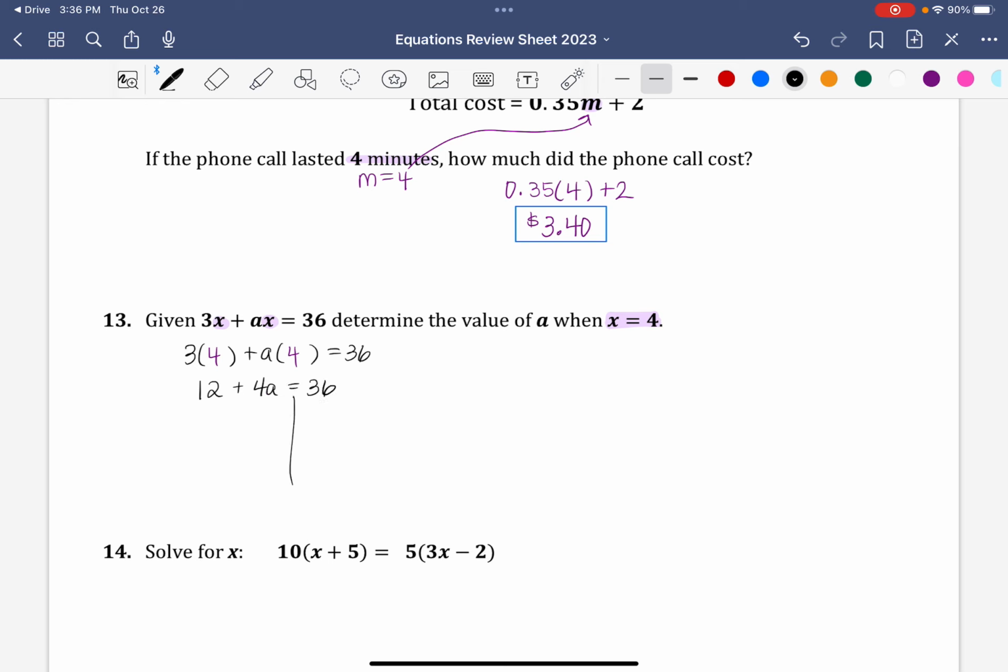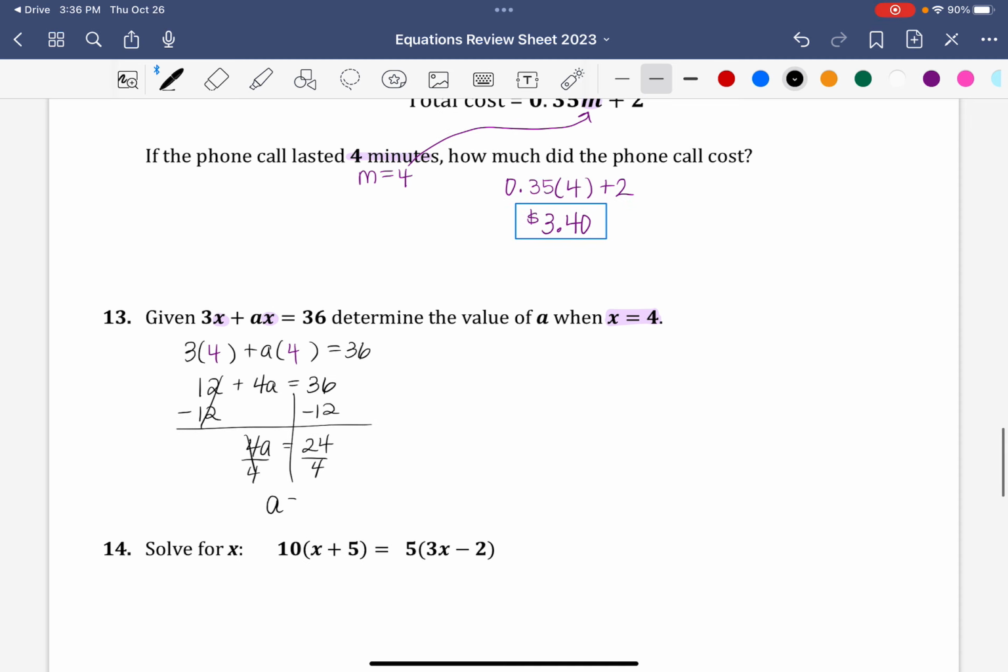So now I have my two-step equation again. I'm going to subtract the 12 over to the other side, so I have the constants together. So 4a is equal to 24. And then I'm going to divide both sides by 4, and I get a is equal to 6.